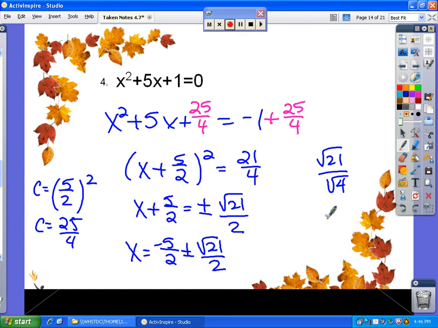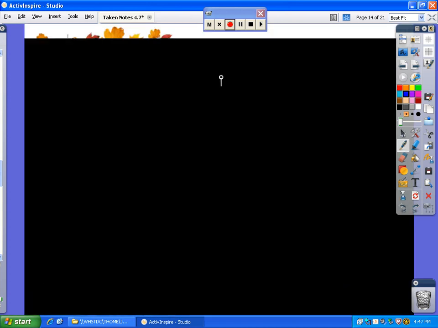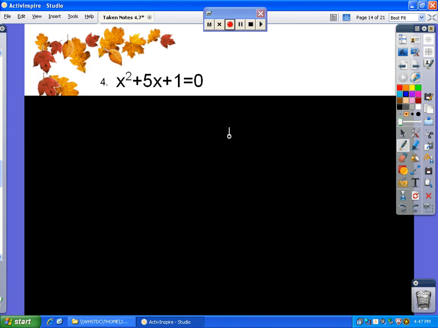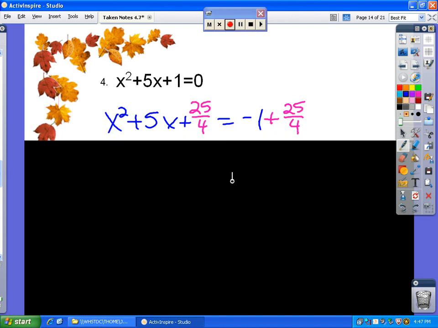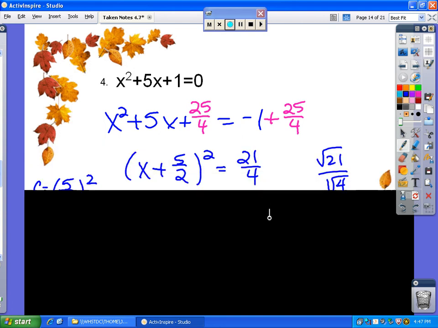Oh, got one more left. Let's look at one where our b is an odd number. Okay, so let's start from the beginning. Here's your original. Move the 1. What's in pink is where I completed the square. So half of 5 squared is 25 fourths. So add 25 fourths to both sides. Factor the trinomial.